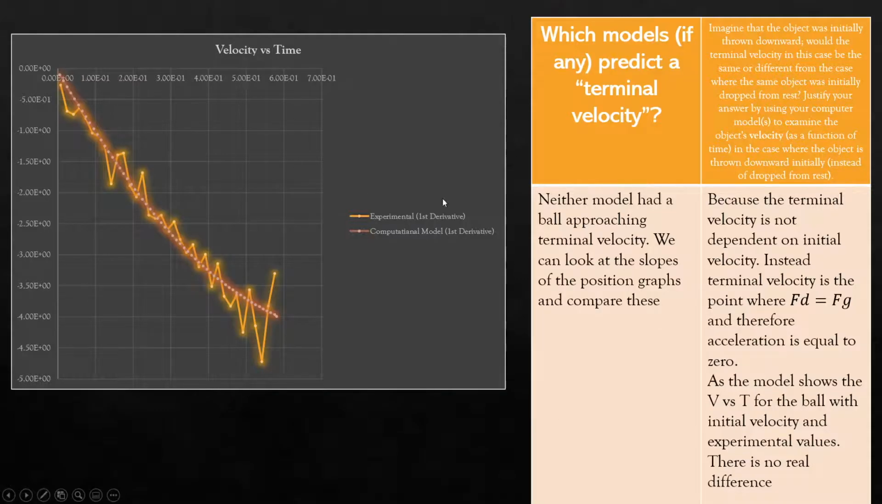So now we've got to answer some questions. Which models, if any, predicted terminal velocity? Well, neither model had a ball approaching terminal velocity. We can look at the slopes of the position graphs and compare these and see that they are not flat and they are still increasing negatively.